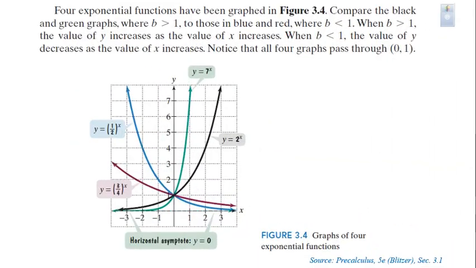And here's a further illustration with some graphs here. 7 to the x is the green graph. This black graph is 2 to the x. Half to the x is like a mirror image of 2 to the x. 3/4 to the x is decreasing.